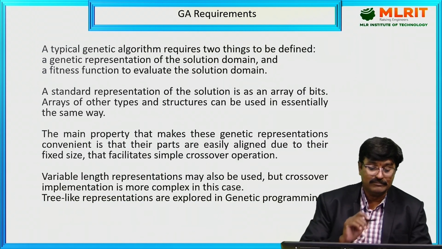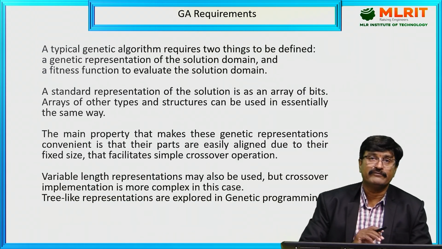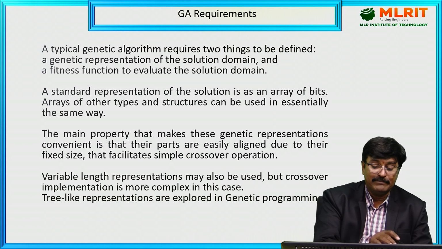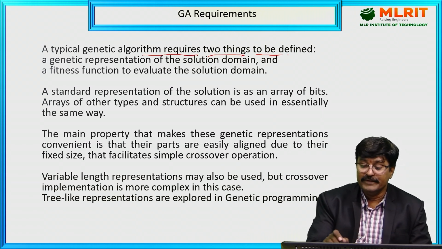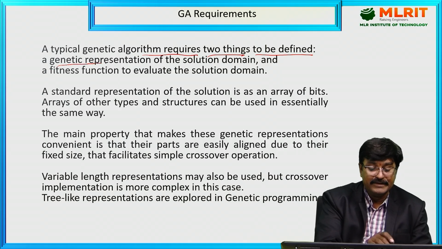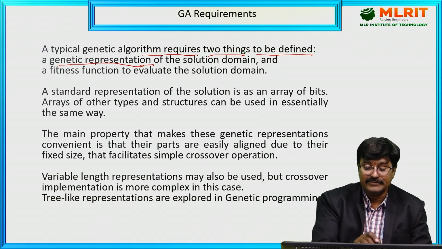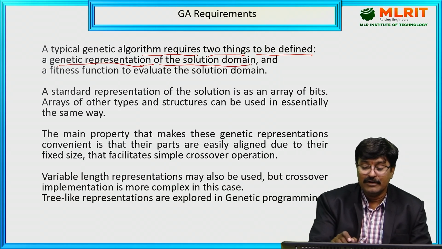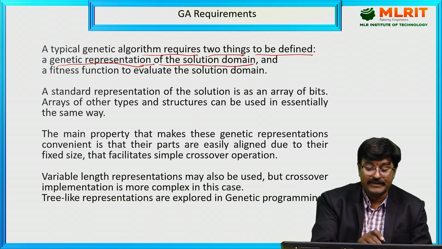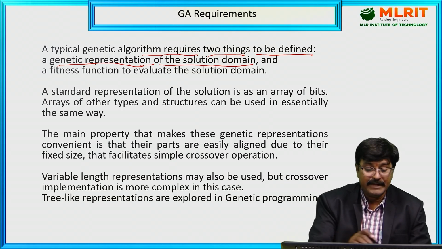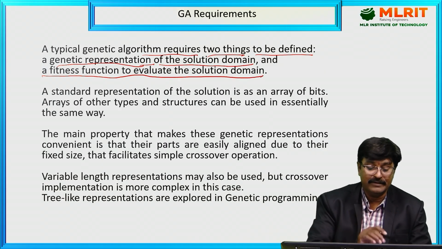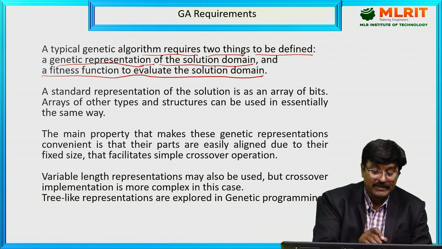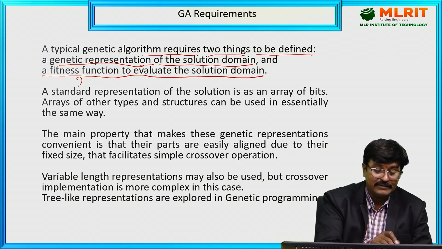So what are the requirements for the genetic algorithm? A typical genetic algorithm requires two things to be defined. One is the genetic representation, the representation of the solution domain, and that is important. The second is the fitness function to evaluate the solution domain. So one is the genetic representation, and the second is the fitness function.